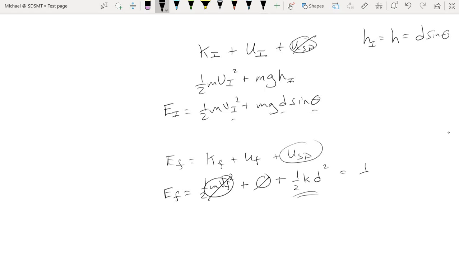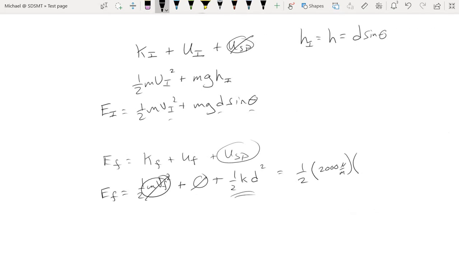So let's plug in numbers. We have 1/2 of k, which was 2,000 newtons per meter, times our displacement, 5 centimeters, or 0.05, squared. Calculator time.